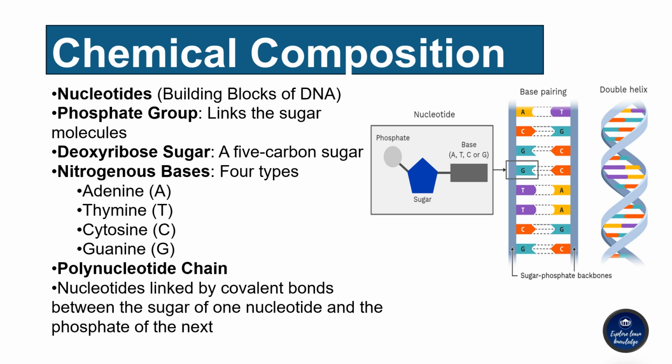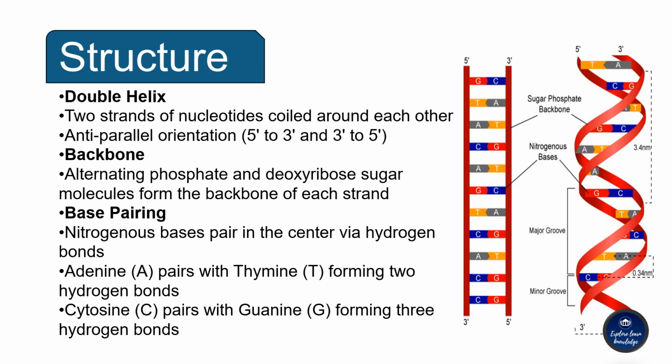Each nucleotide consists of three components: a phosphate group, a deoxyribose sugar, and one of four nitrogenous bases, that is, adenine, thymine, cytosine, and guanine. These nucleotides are linked by covalent bonds between the sugar of one nucleotide and the phosphate of the next, forming a nucleotide chain. Next, we have the structure.